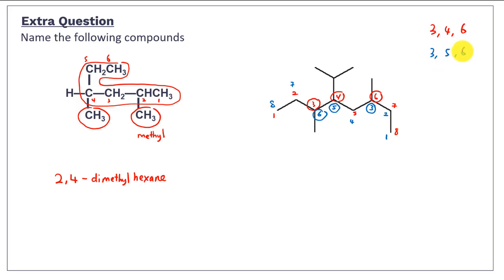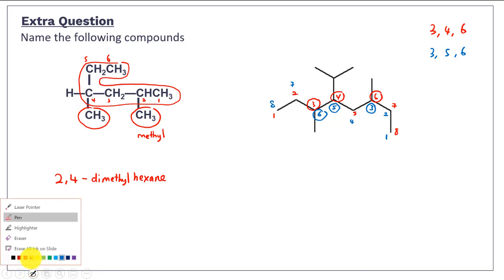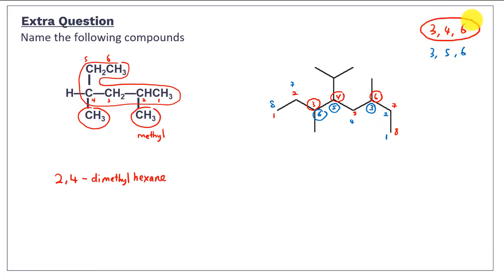So the first substituent from both ends is the same, so we look at the second number. Whichever is lowest, that is going to be your choice. So in this case, we prefer the first set, which is in red color, positions 3, 4, and 6, because they are the lowest set of numbers.